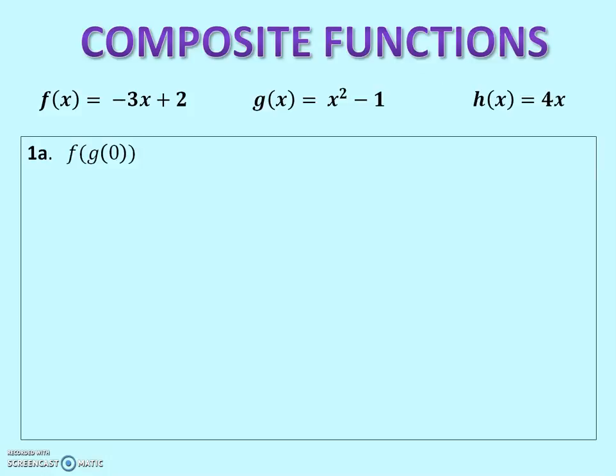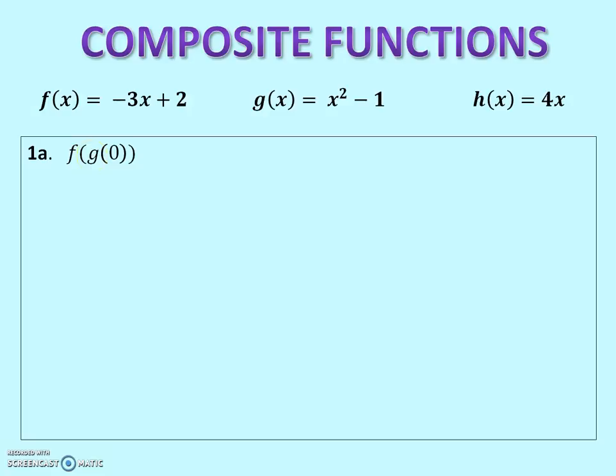Alright, so looking at number 1A, we have f of g of 0. Composite functions are like functions within functions, which may sound a little bit confusing. But just like anything where we see a lot of parentheses, we like to work from the inside out. Let's do this one as an example. So this one is f of g of 0.